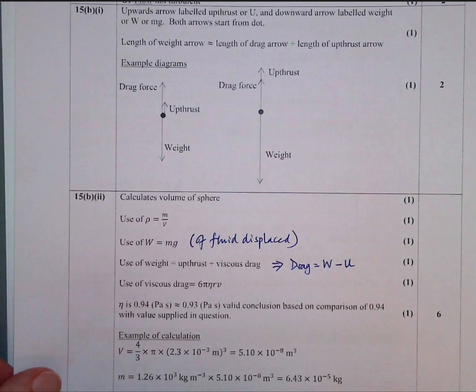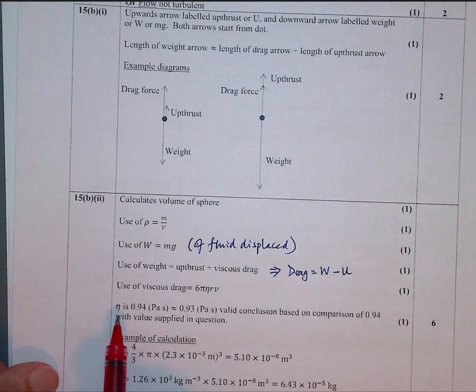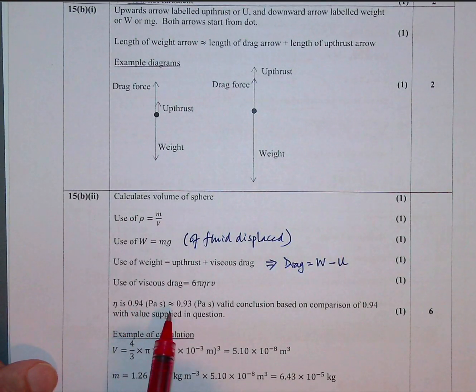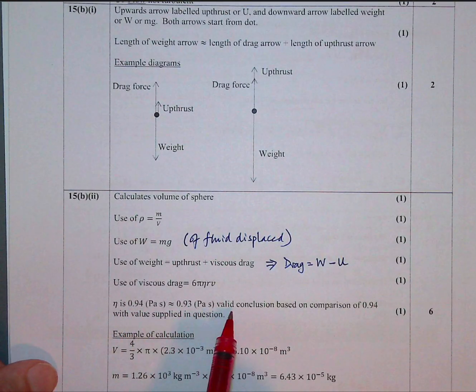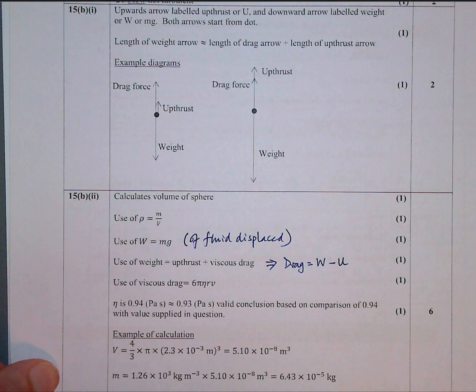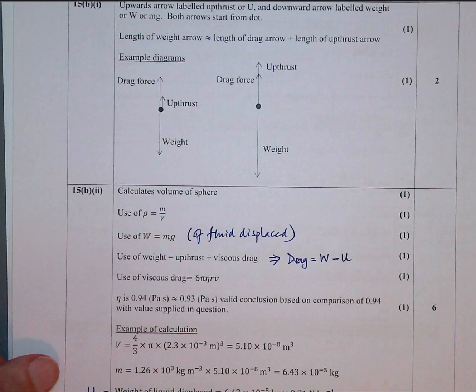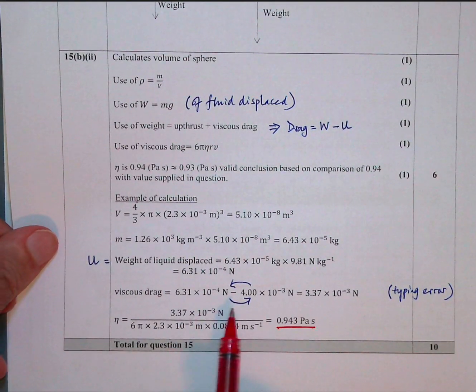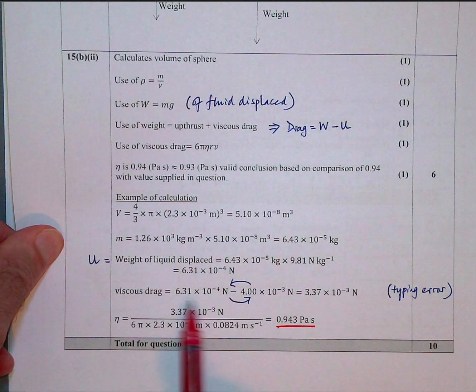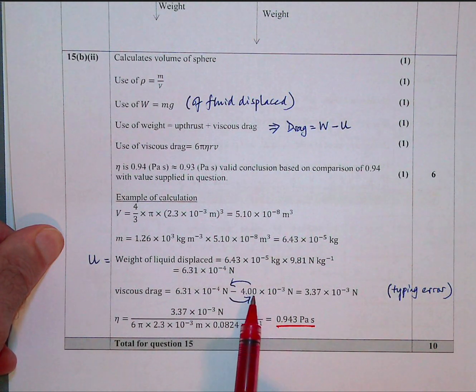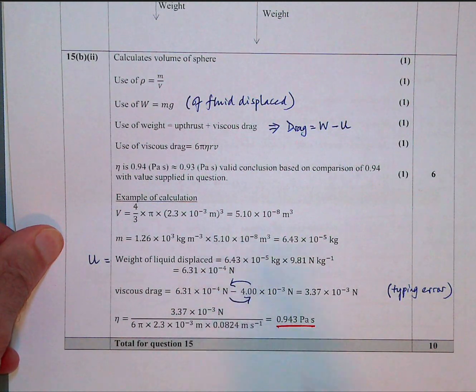So you would say, in the mark scheme, they've put eta 0.94 is approximately equal to 0.93 given, so a valid conclusion based on the comparison between them, okay? So that's what you've got to say. Yes, it is. I conclude that it is made of the same thing. And here's where they made a mistake in the mathematics of the weight minus, this is the weight, so it should be the other way around. Okay? Looks like it's just a typing error.